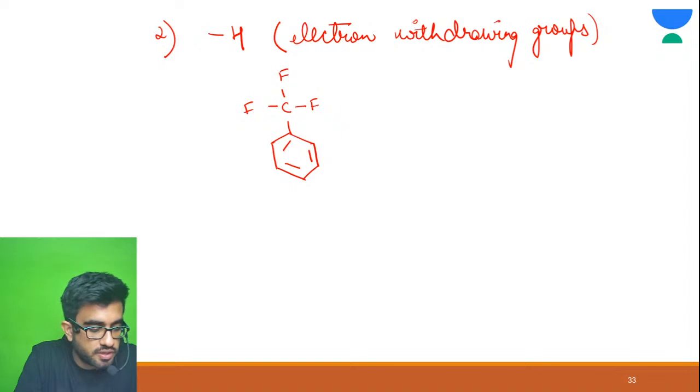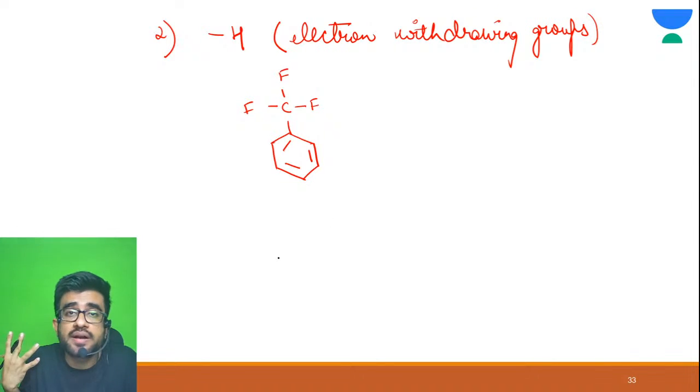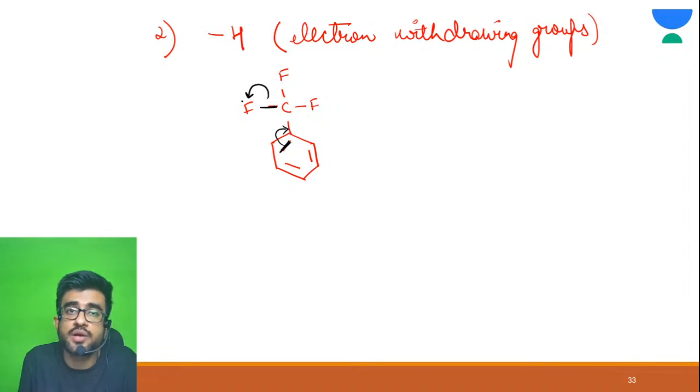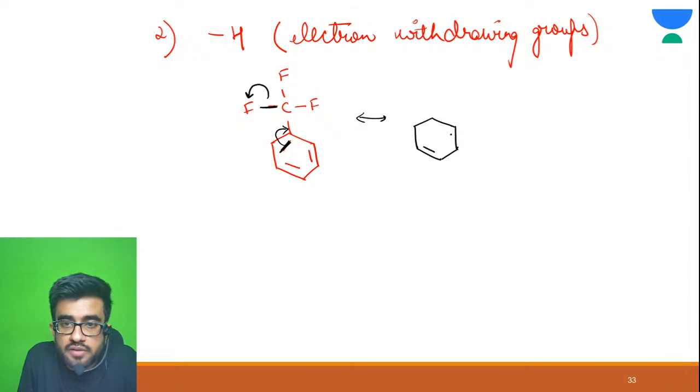What happens in this case? In this case, fluorine are what? Highly electronegative atoms. If they are highly electronegative atoms, what happens? This pi bond shifts here and this sigma bond is shifted on fluorine, because fluorine is saying I am very highly electronegative atom, I will take electrons. So what happens? Just see. Whatever you have not touched, you draw it as it is. This pi bond is shifted here.